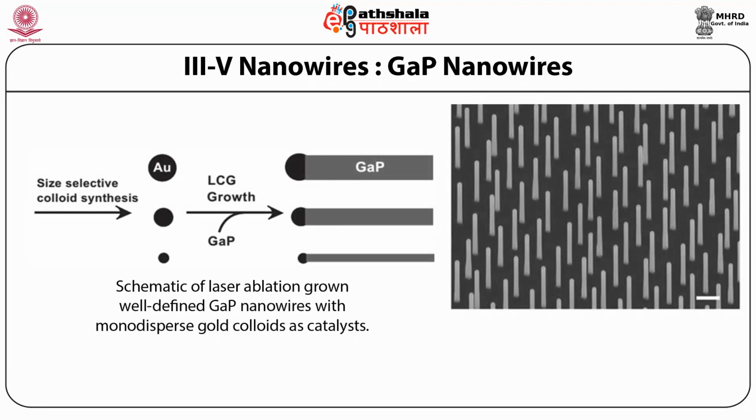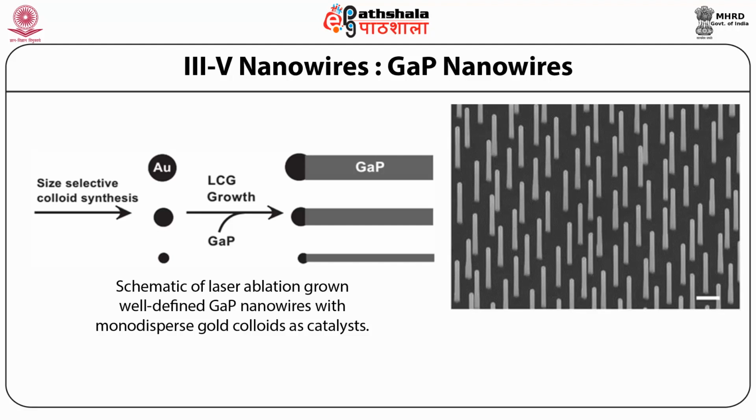Let us discuss III-V nanowire of gallium phosphide. Gallium phosphide is a wide band gap semiconductor with an indirect gap of 2.26 electron volt. The electron mobility of bulk gallium phosphide is 160 centimeter square per volt second. Gallium phosphide is preferred for high temperature electronic applications and light emission in the visible range.